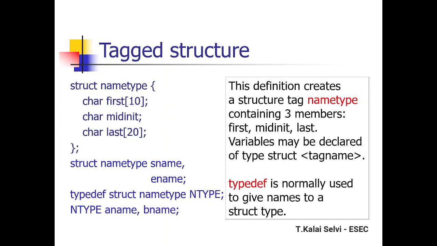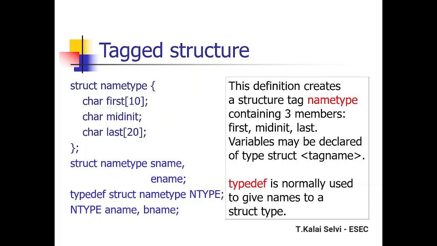Tagged structure. So we can define the structure in this way also. This definition creates a structure tag name type containing three members: first, midint, and last. Variables may be declared by type struct tag name. So we can use the typedef keyword, which is normally used to give names to the struct type. Typedef is normally used to give an alternative name for an existing data type.